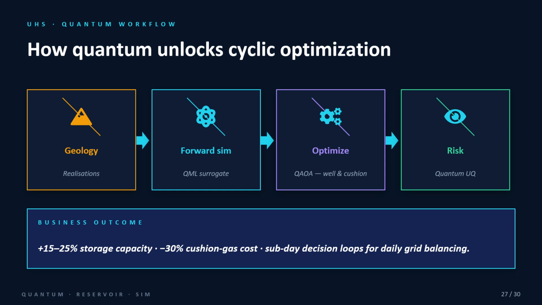The business outcome is clear: better storage capacity, lower cushion gas cost, faster decision loops, and more reliable seasonal energy delivery. Again, the realistic path is hybrid. Classical simulators will remain central, but quantum algorithms may accelerate selected components, especially optimization, surrogate modeling, and uncertainty analysis. For UHS, where cyclic operation creates many possible scenarios, faster simulation and optimization could be highly valuable.